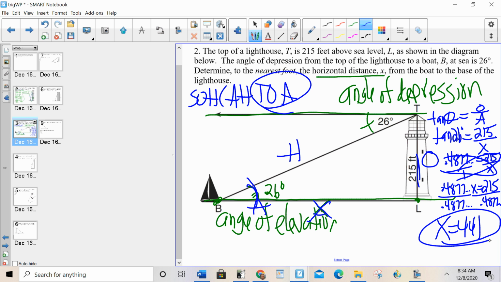So for this question, you had to understand that the angle of depression is equal to the angle of elevation because they're alternate interior angles. So basically, no matter what, whether it gives you angle of depression or angle of elevation, that angle goes to the bottom of the triangle. In this case, it told you what you were finding, so that made that a little bit easier. But just make sure you read carefully to determine what you're finding.